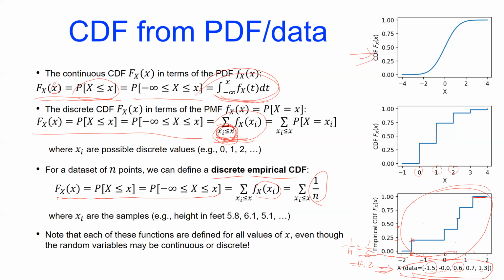Are we fine with this empirical concept? Because this is closely related to the next concept we call the QQ plot. Yes, questions?